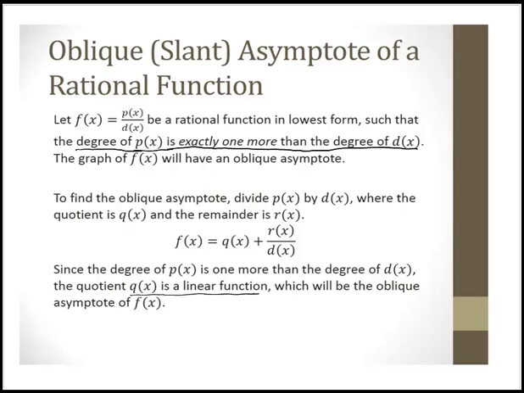Alright, so as I showed in the previous example, I went through the division process. I was able to use synthetic division since I was dividing by a linear factor. And I used that division process. The quotient yielded the oblique asymptote.